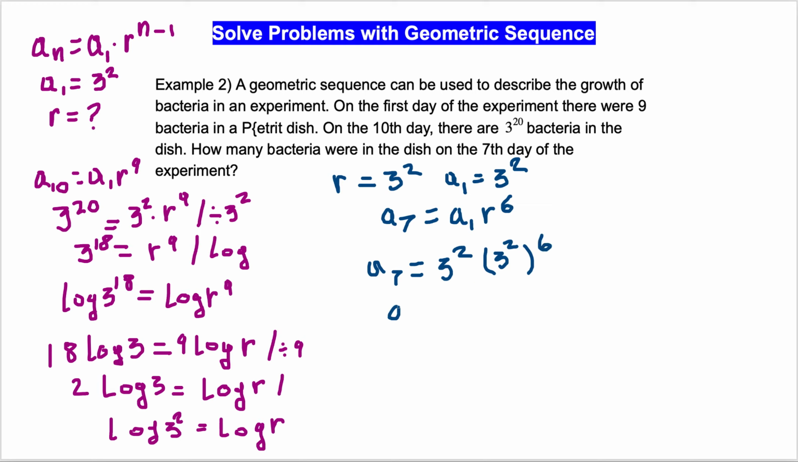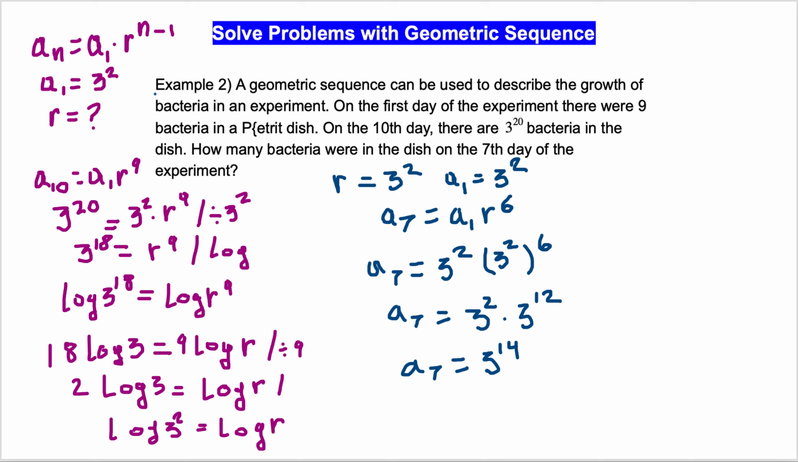Now a sub 7 is equal to 3 squared times, and 6 times 2 is 12, 3^12. By applying the exponent properties, we write the same base 3 and add the exponents, which gives 3^14.